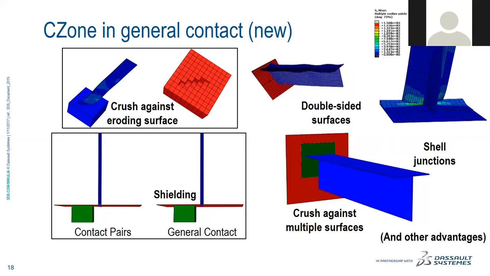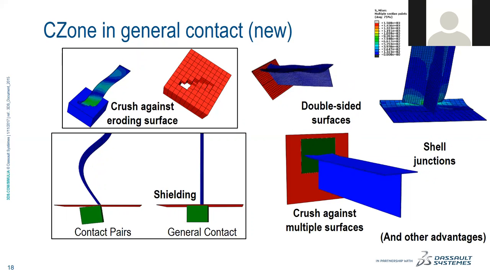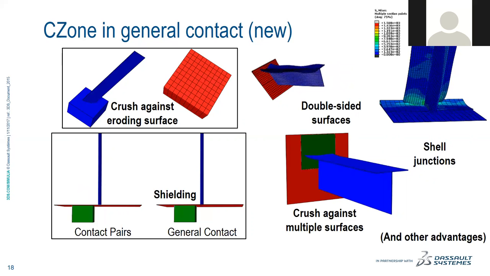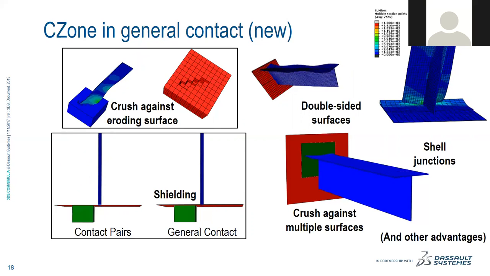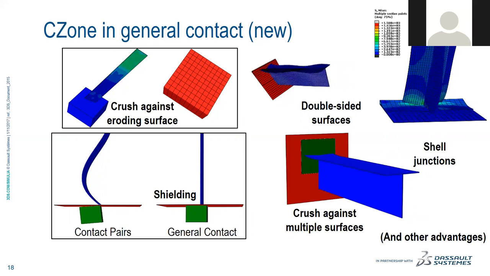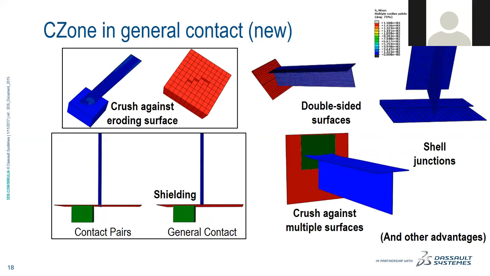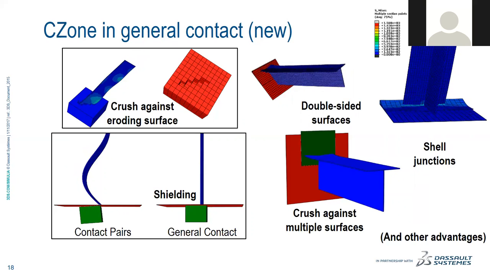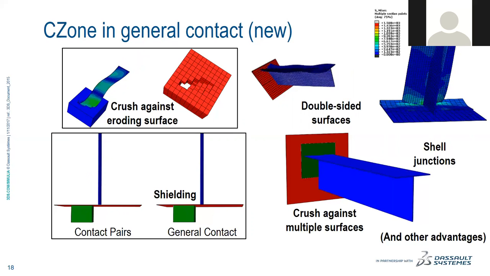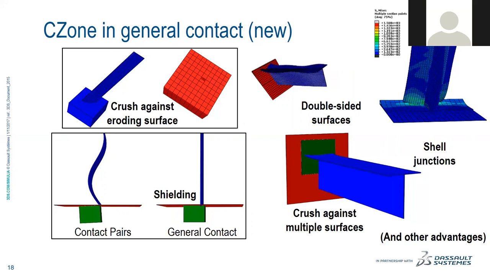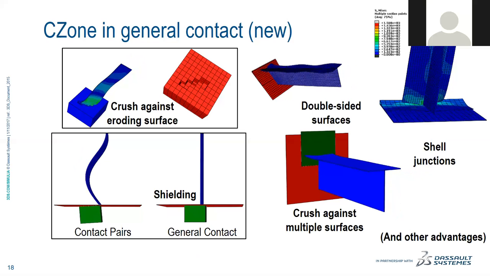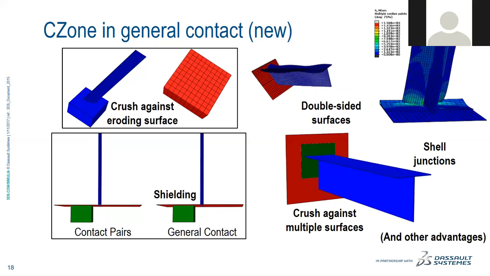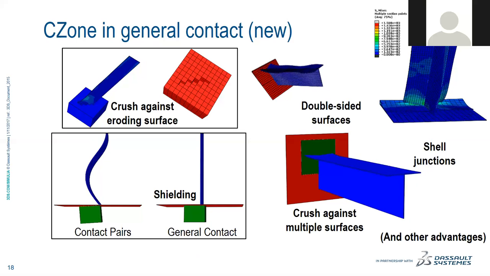And you will see two types of failure mechanics. One is the shell structure crushing, and the solid structure behind it failing using the traditional, non-crushing damage approach. One limitation of contact pairs was handling T surfaces of complicated junctions. Now it can be handled using general contact.